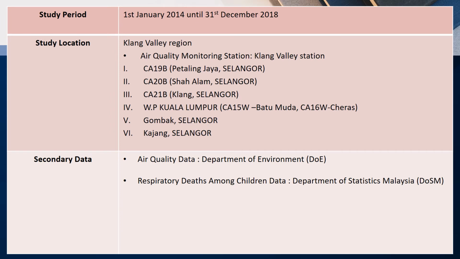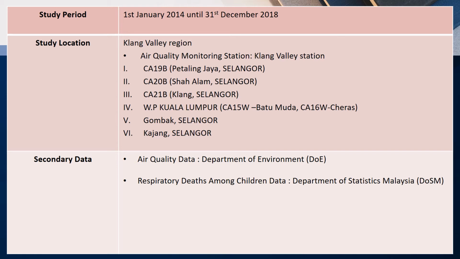Next, for study period, I will choose the data starting from 1st January 2014 until 31st December 2018. For study location, I will choose the Klang Valley region. According to the Air Quality Monitoring Station, Klang Valley consists of 6 areas, which are Petaling Jaya, Shah Alam, Klang, Wilayah Persekutuan Kuala Lumpur, Gombak and Kajang.